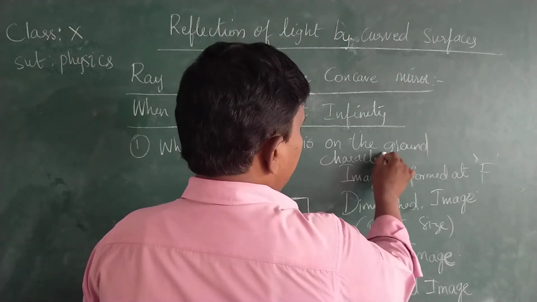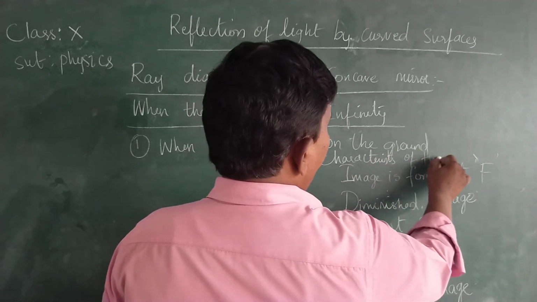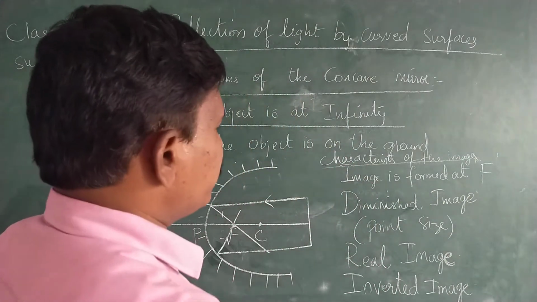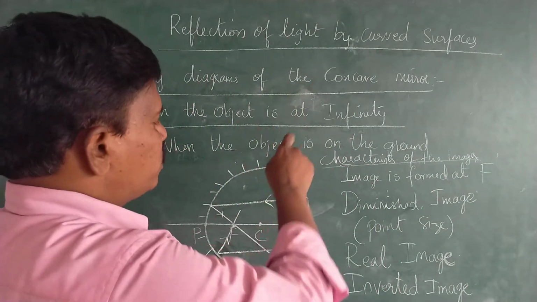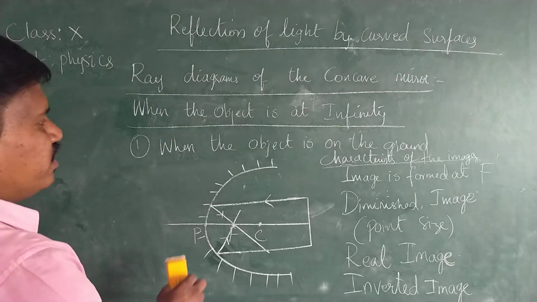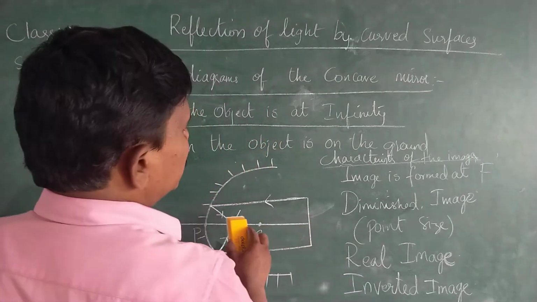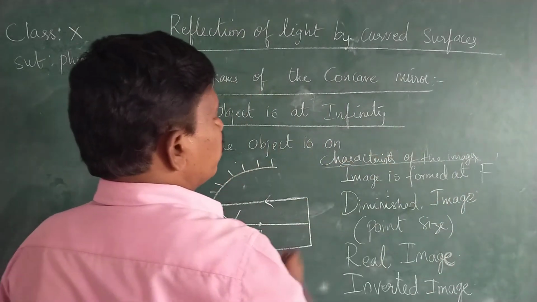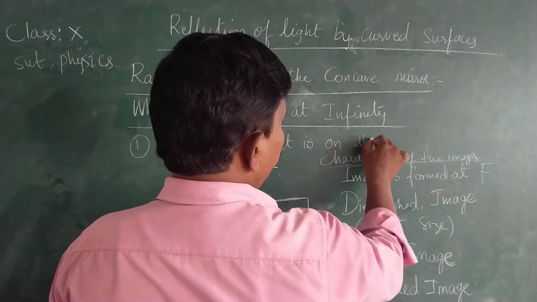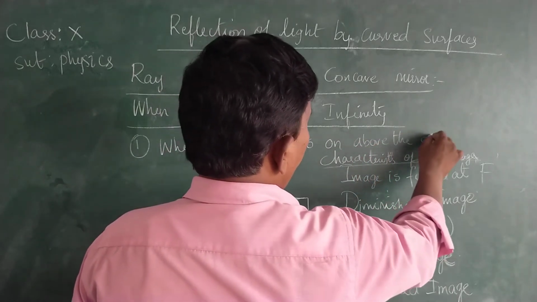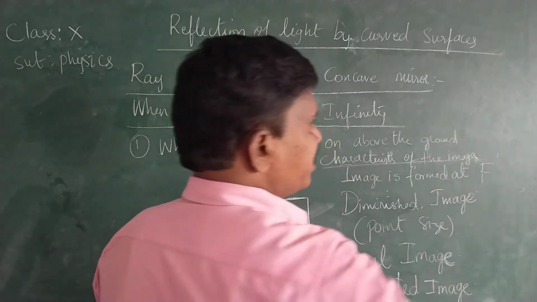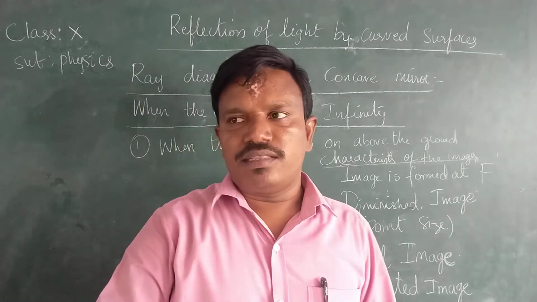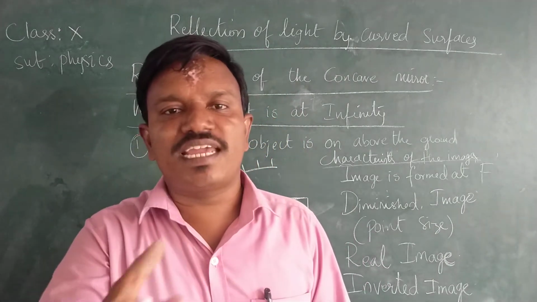Now the characteristics of the image formed by the concave mirror when the object is at infinity, which is above the ground. When the object is above the ground, we can see, for example, a bird flying in the air, or the image of the sun. How can the image of the sun be seen?